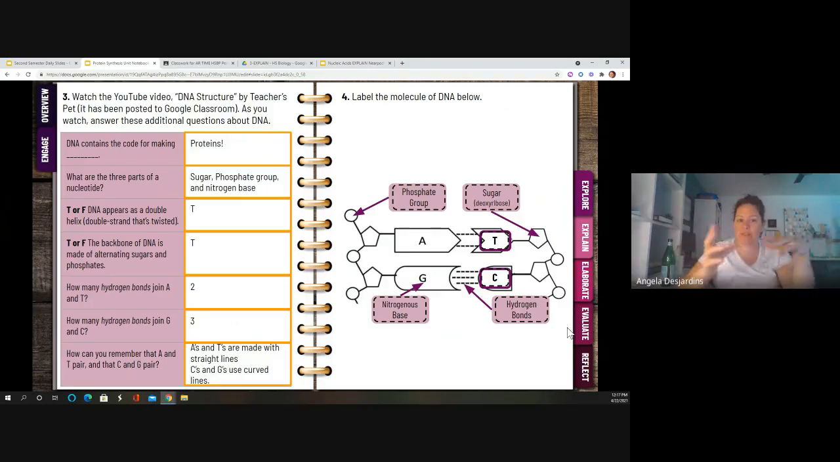The past couple of days, I kept saying the code for making you, it's our source of genetic information, all of the instructions for making you. Well, that is absolutely true. However, when we look throughout the unit, we're going to dial it down a little bit more specific, because the instructions for making you is really the instructions for making all of your proteins.